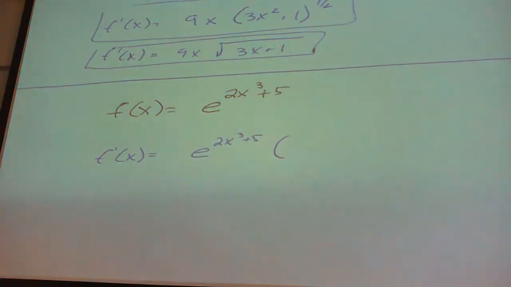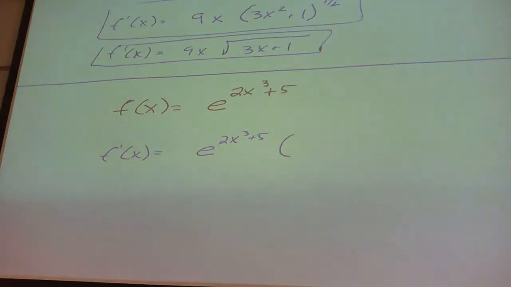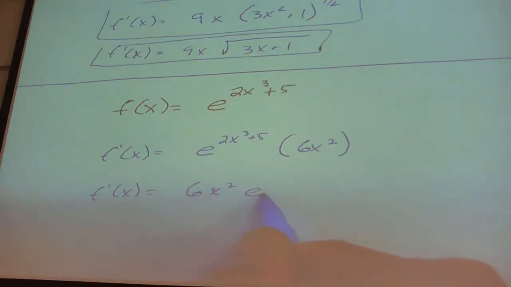Step 2, derivative of the exponent. And again, it goes back to that idea of a function inside of another function. We have to take the derivative of the exponent. What's the derivative of the exponent? 6x squared, because the derivative of 5 is 0. And that would be your final answer. I would prefer, don't have to, but I'd prefer to put the 6x squared in front. You don't have to. Either answer is acceptable.